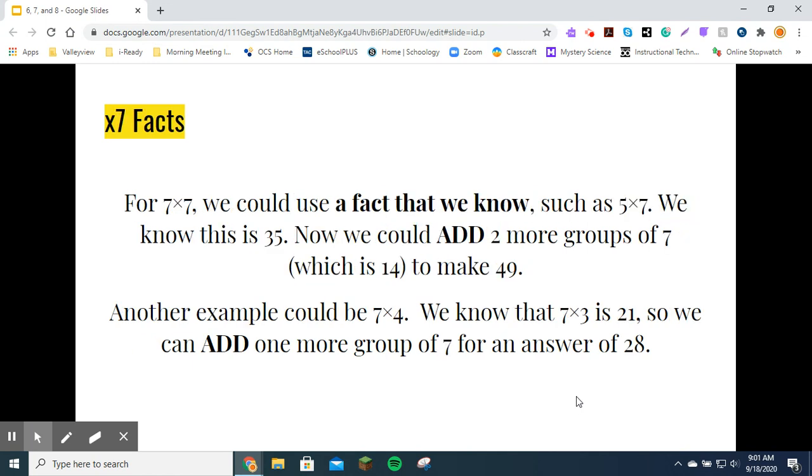Let's try the 7s. Let's try 7 times 7, for example. Now, this is one where we're going to add not one group, but two. So we know 7 times 5 is 35. So we can add two more groups of 7, which in our head, we know that's 14. So we do 35 plus 14, which gives us 49. Pretty neat. And another example for 7, let's think about 7 times 4. This one I know. My 7 times 3 is 21. So if I add one more group of 7 to that, 21 plus 7 is going to give me 28.